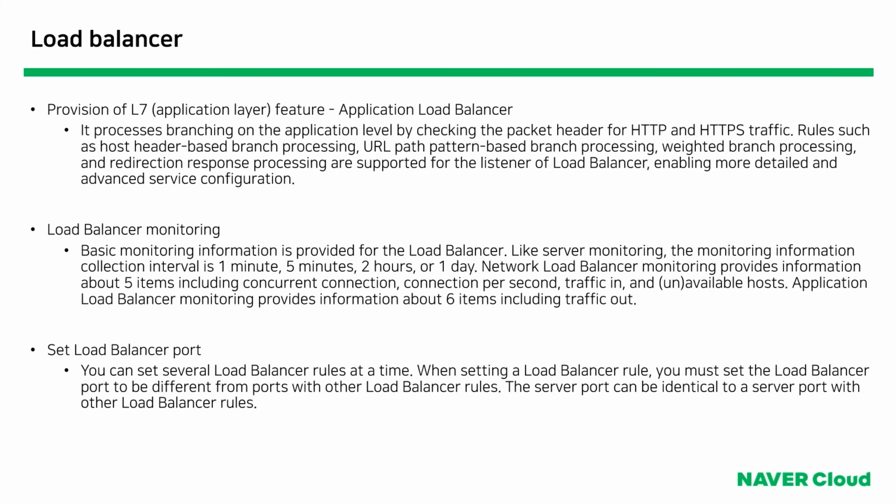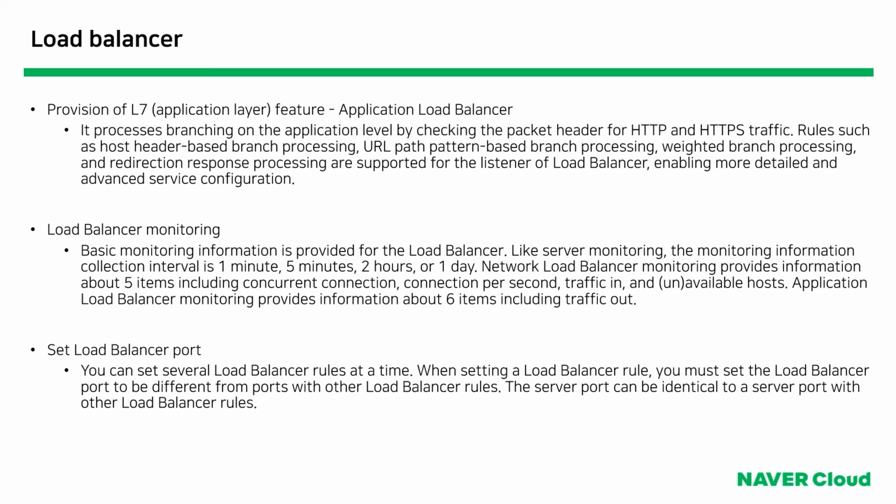It processes branching on the application level by checking the packet header for HTTP and HTTPS traffic. Rules such as host header-based branch processing, URL path pattern-based branch processing, weighted branch processing, and redirection response processing are supported for the load balancer listener, so you can choose the Application Load Balancer if you need a more detailed configuration. It provides basic monitoring for the load balancers you've created.